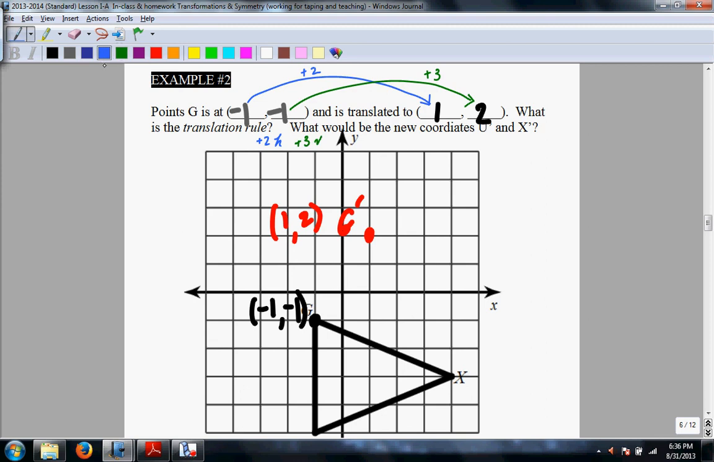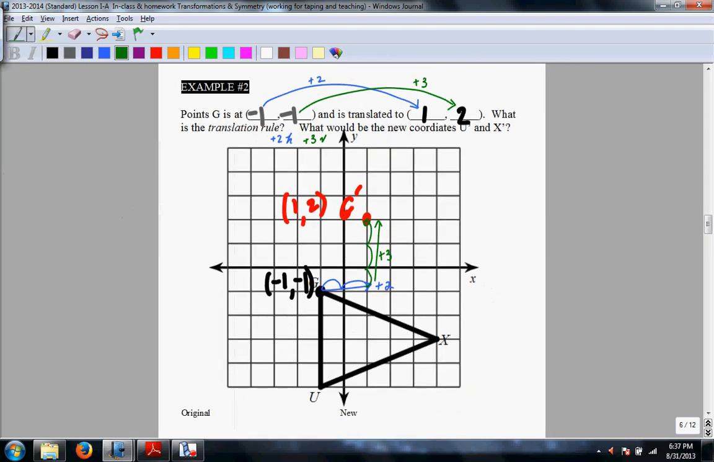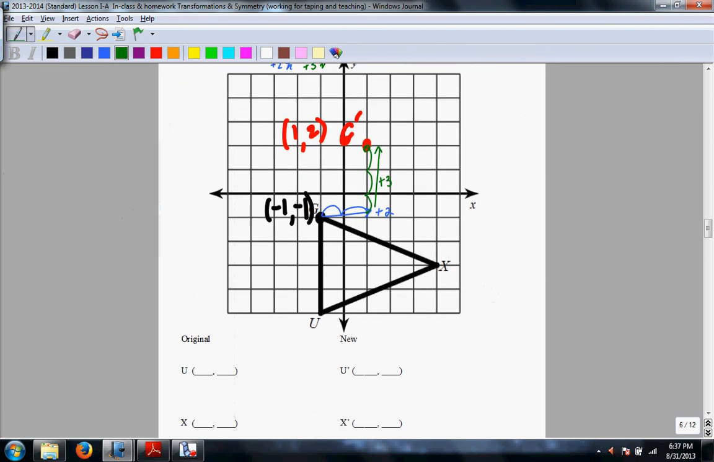Another way you could have done it is just bunny hop it. We know we're going 2 to the right, so that's going to be +2. And then we move 3 up, 1, 2, 3. 3 up, that's +3. So for our new coordinates, we went plus 2 for the horizontal and plus 3 for the vertical.